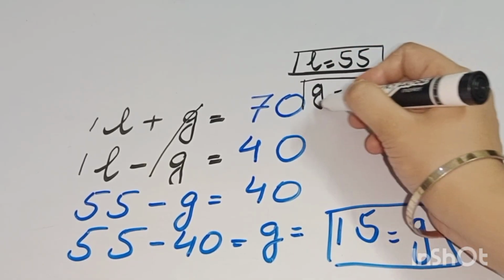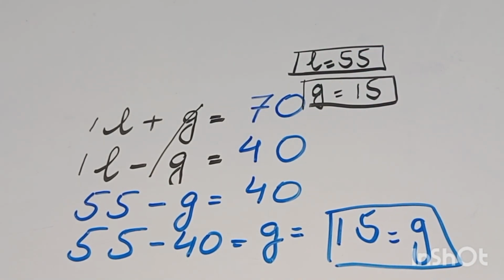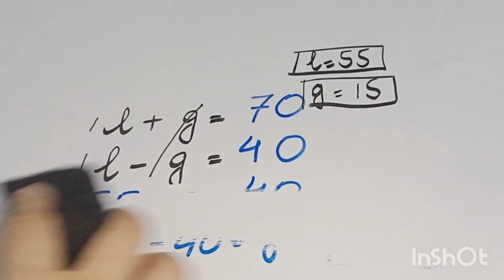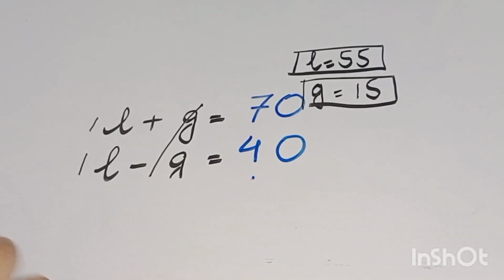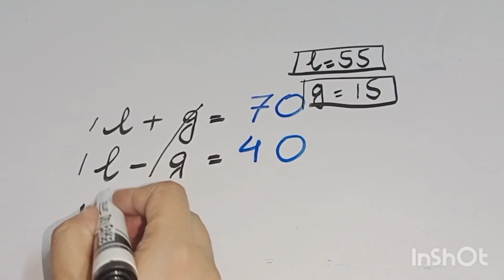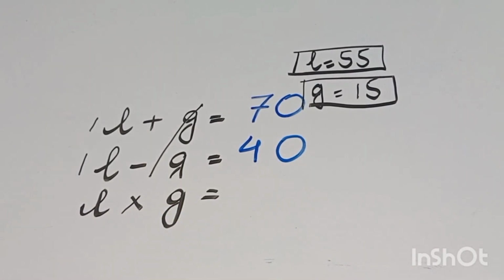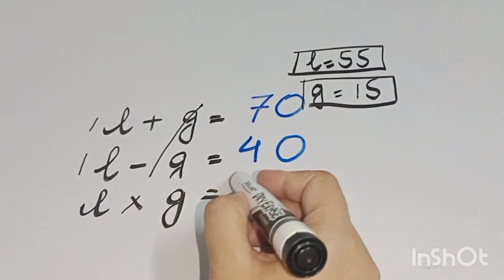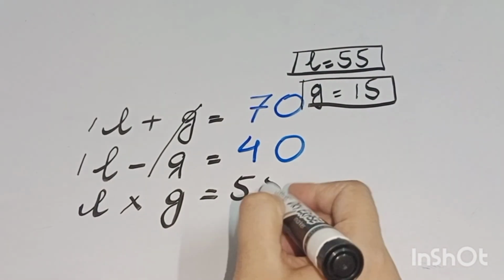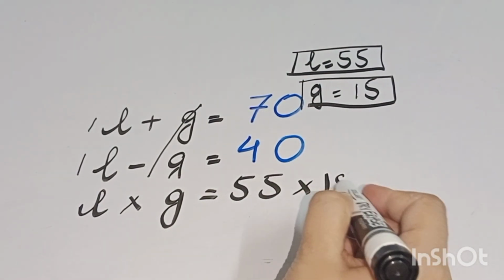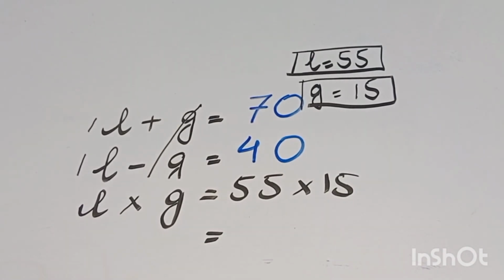Now this is not our complete solution. We have to put the values of both L and G in our required equation, which is L multiplied by G. Simply put these values. L is 55 multiplied by 15. Simply multiply these numbers.